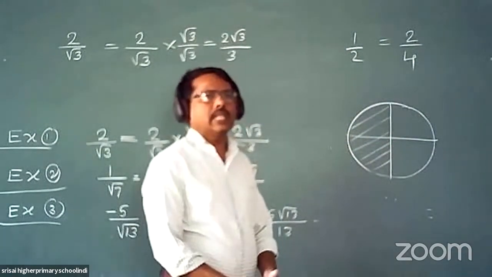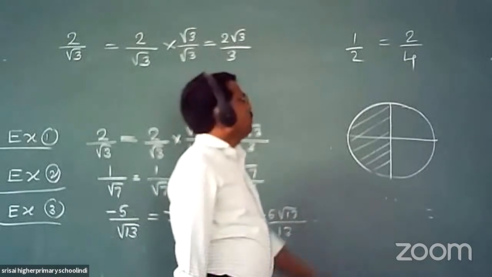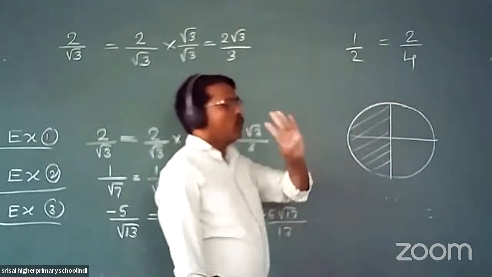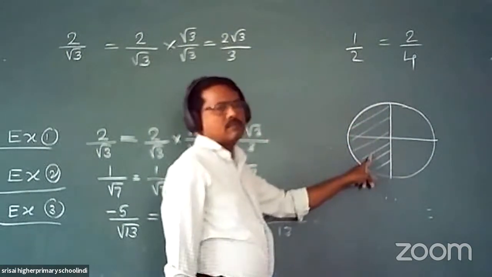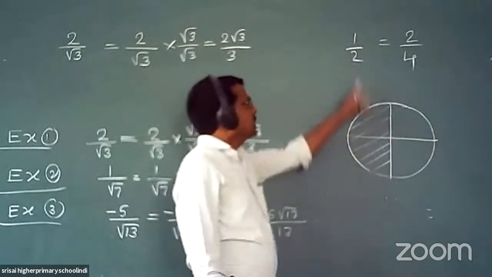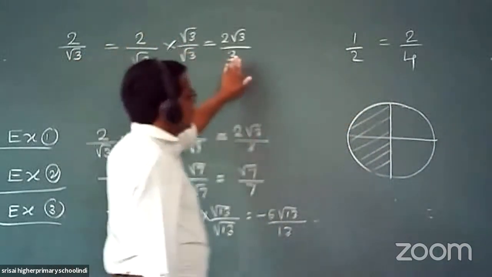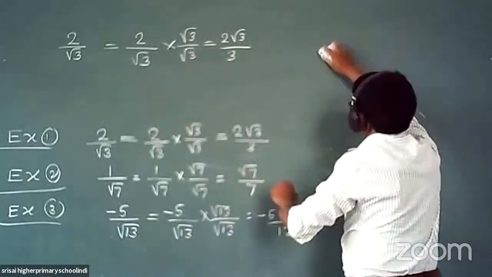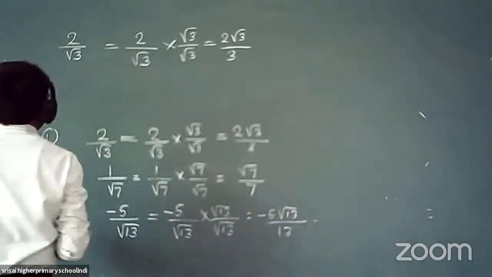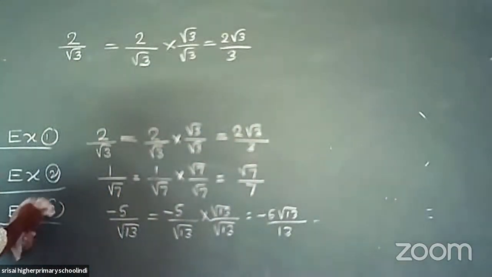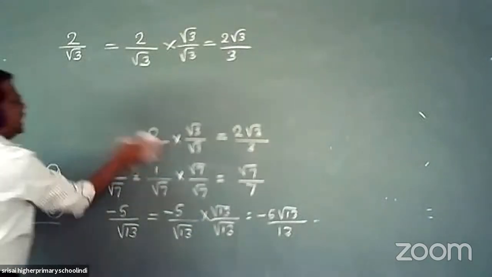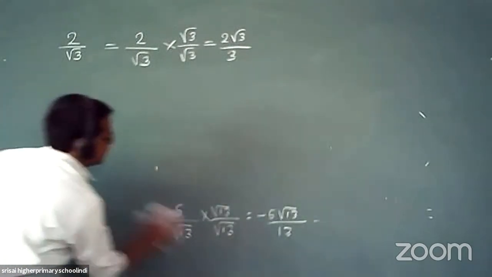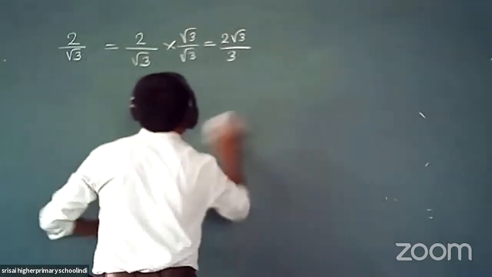For example, if you are eating chapati, you make 2 pieces and eat 1 piece. Means half you have eaten. You make 4 pieces, eat 2 pieces. Means that is also half. These are equivalent. Like that, these are also equivalent. Understanding or not? Yes, sir. If not understood, take 1 chapati, make an experiment. Make half and eat, and make 4 pieces, eat 2 pieces, and check how much you have eaten.